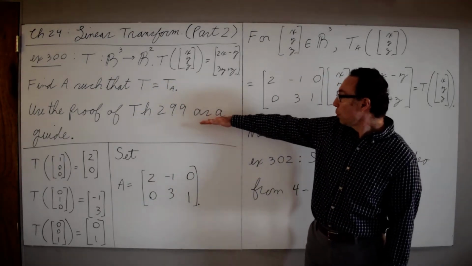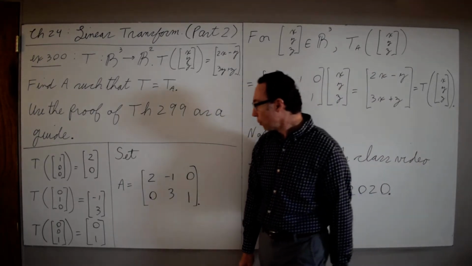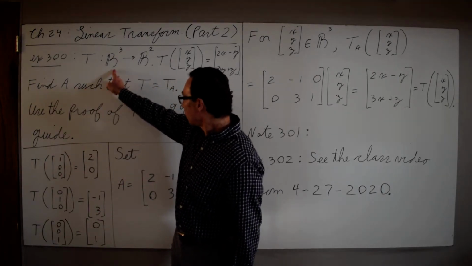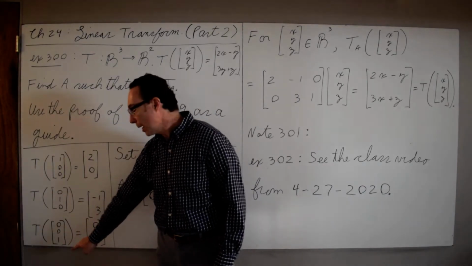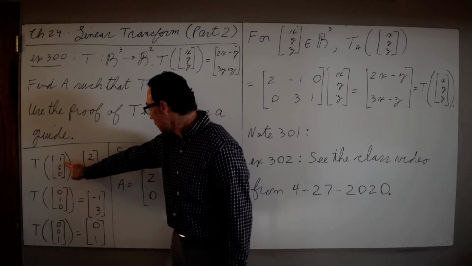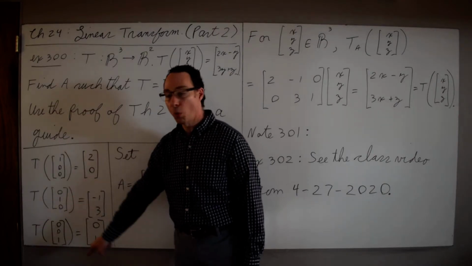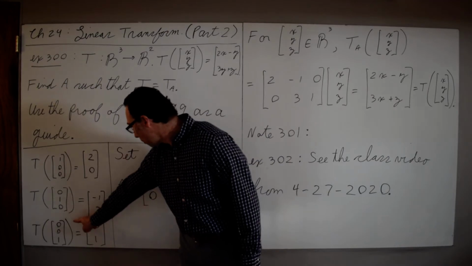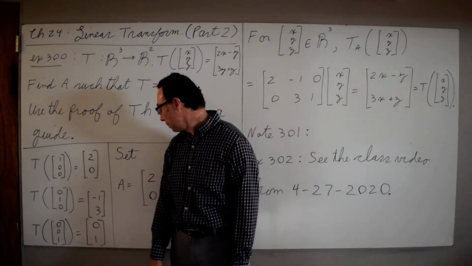We're going to use the proof of theorem 299 as a guide. So we're going to look at our function values of our basis elements from R3. So T of i, T of j, T of k. And so all we do is we apply our function to 1, 0, 0. We get 2, 0. We apply our function to 0, 1, 0, and we have the vector negative 1, 3. Then finally we apply our function to 0, 0, 1, and we have the vector 0, 1.